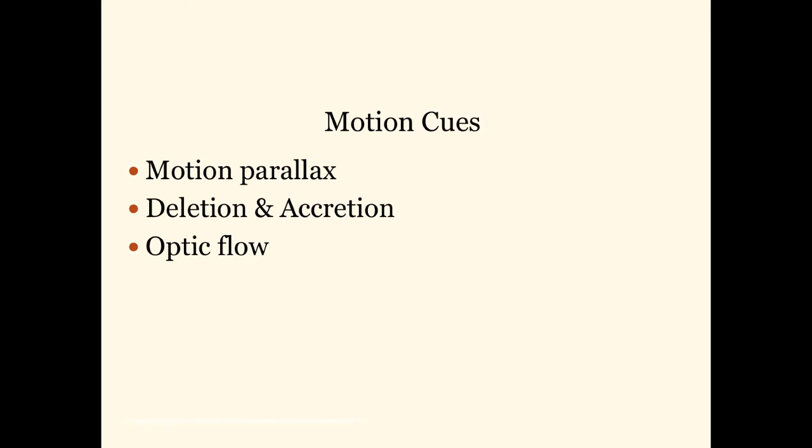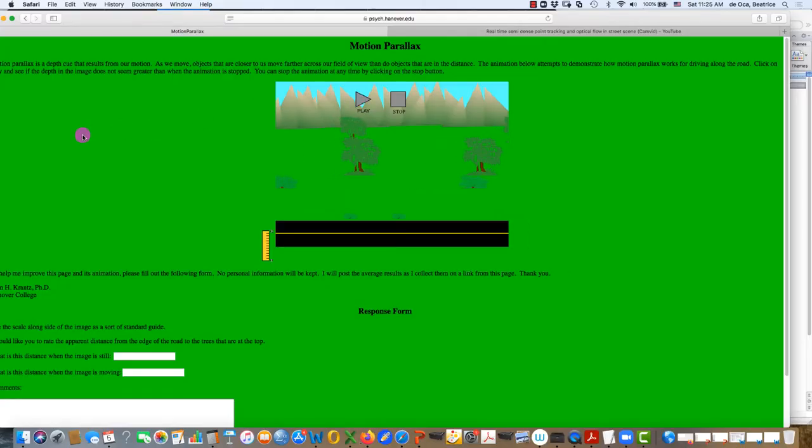Now let's take a look at 3 cues for depth that come out of movement. Motion parallax is the first one. Here's a demonstration of motion parallax.